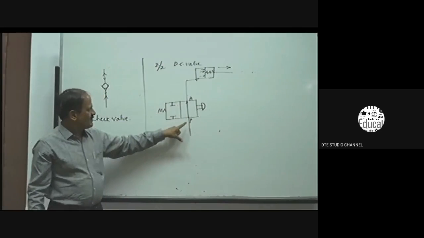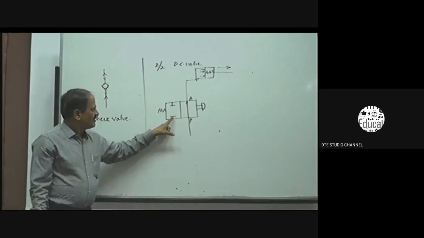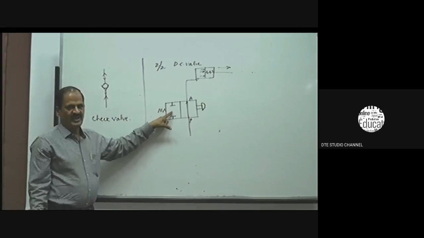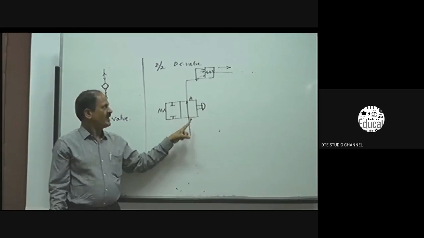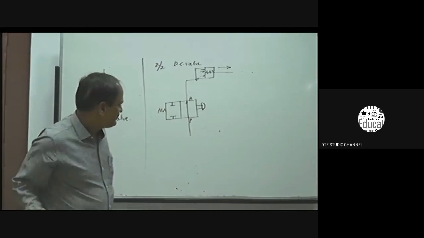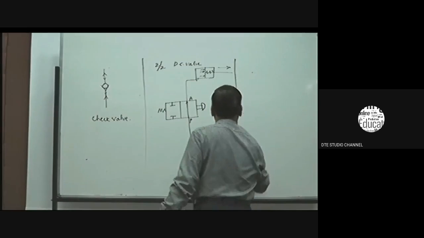For making connections from P to A, this is the first position, and to prevent the flow of fluid from P to A, the second position. There are two positions and two ports. That's why this is a type of 2 by 2 DC valve. The second type of sliding spool valve, 3 by 2.